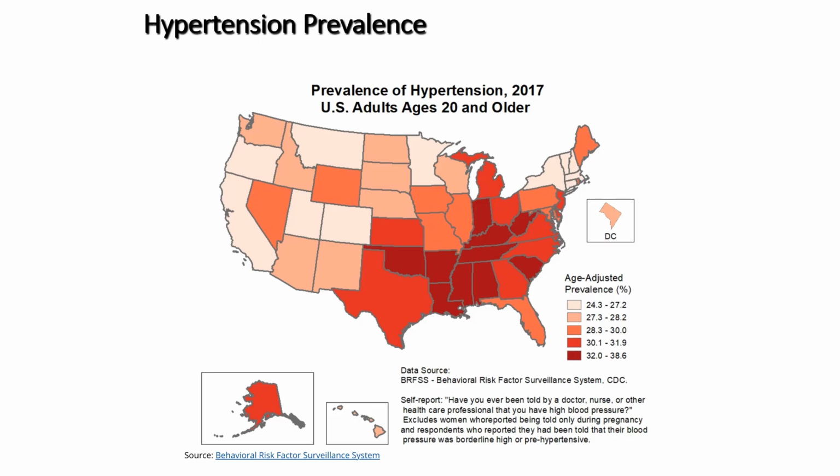And this is just a map of hypertension prevalence in the United States. As you can see, the southern states, Tennessee, Georgia, Louisiana, all have higher prevalence of hypertension in adults age 20 and older.